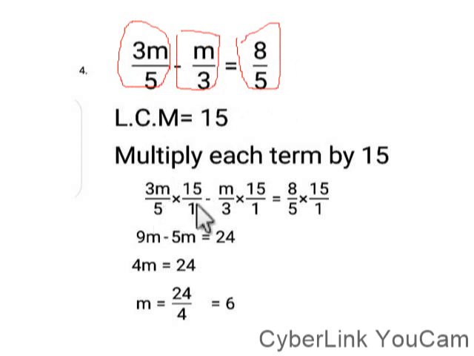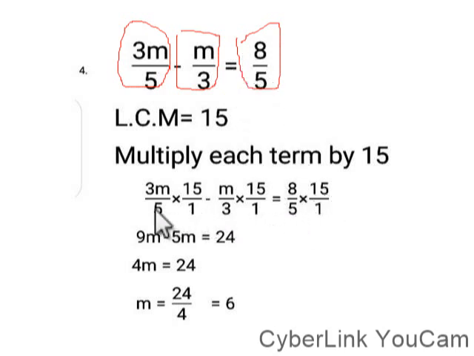So for this particular one, that's 3m over 5. You times it by your LCM, which is 15. Then minus, as we have it here, m over 3. We times it by our LCM, which is 15 over 1. So each of them you multiply by your LCM, which is 15. Then equal to the last one, which is what? 8 over 5. You times it by your LCM.